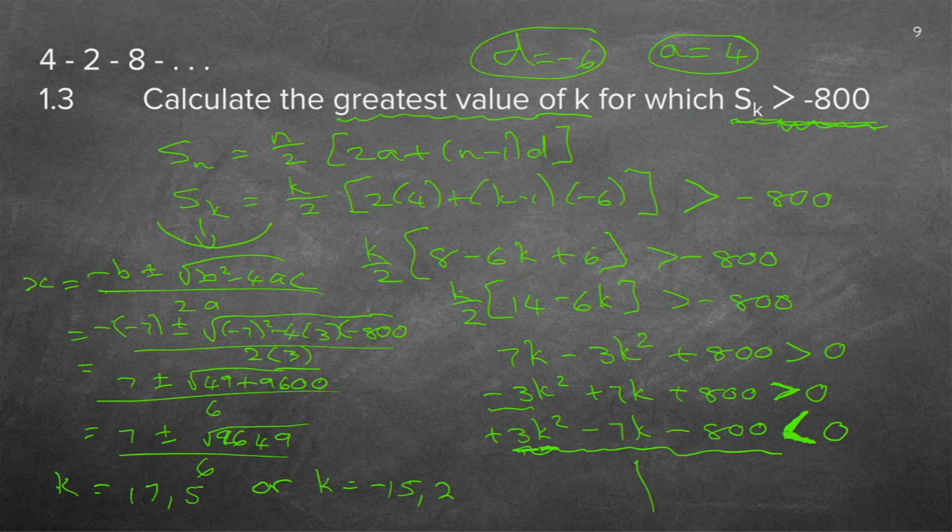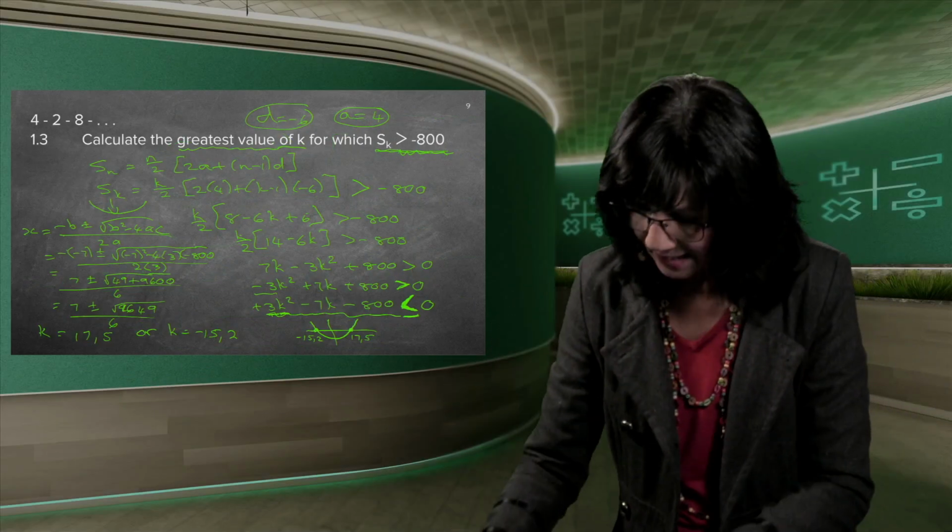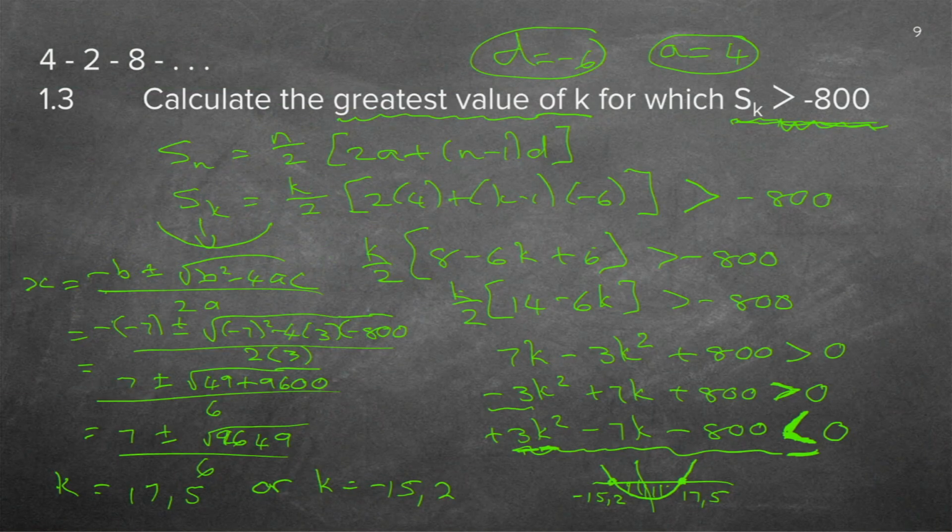I draw my little parabola, my little plus parabola. Remember, I'm positive, so I'm smiling. That's how a positive parabola looks. And on the left-hand side, I'll have minus 15,2. On the right-hand side, I've got 17,5. You remember those represent the two x-intercepts. But now I must go and check where's my graph smaller than 0. For smaller than 0, my graph means my y's, that means underneath 0. So I need to look at the bottom part of the graph.